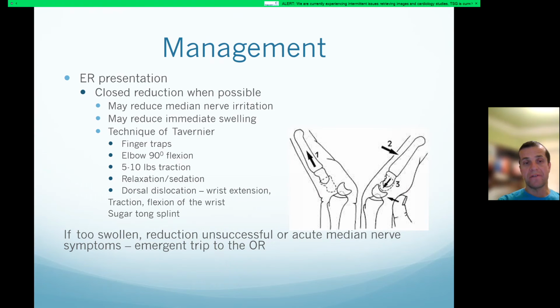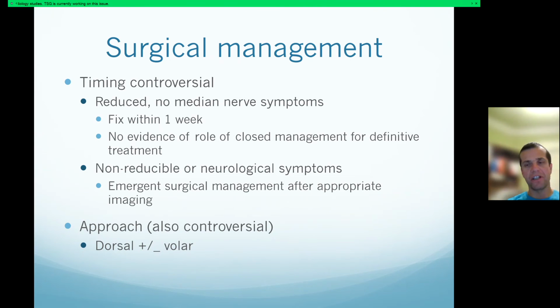But if reduction is not successful, or if there's too much swelling, or if there are persistent median nerve injuries after reduction, patients should be taken to the operating room emergently for exploration and more definitive treatment. Timing of surgical treatment is slightly controversial. It is now accepted that patients that have been reduced and have no median nerve symptoms can be fixed within a few days or up to a week. There's no evidence of any role for closed management of such injuries as definitive treatment. The treatment is always open surgical.